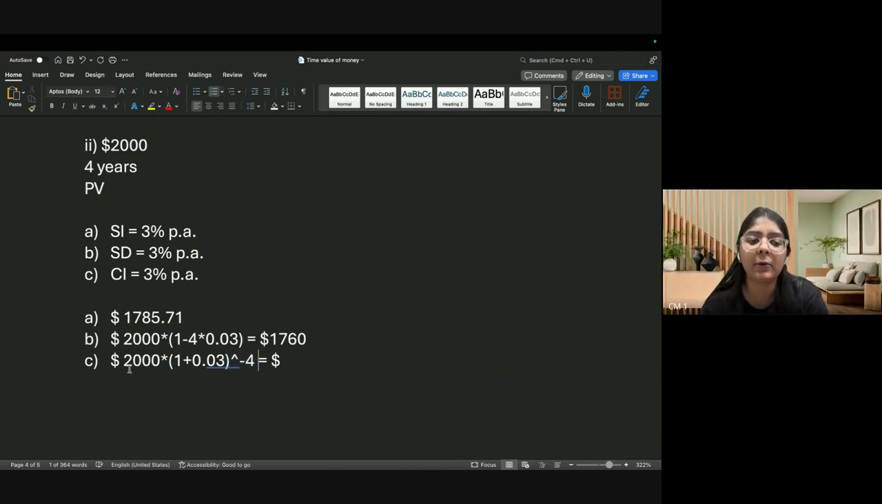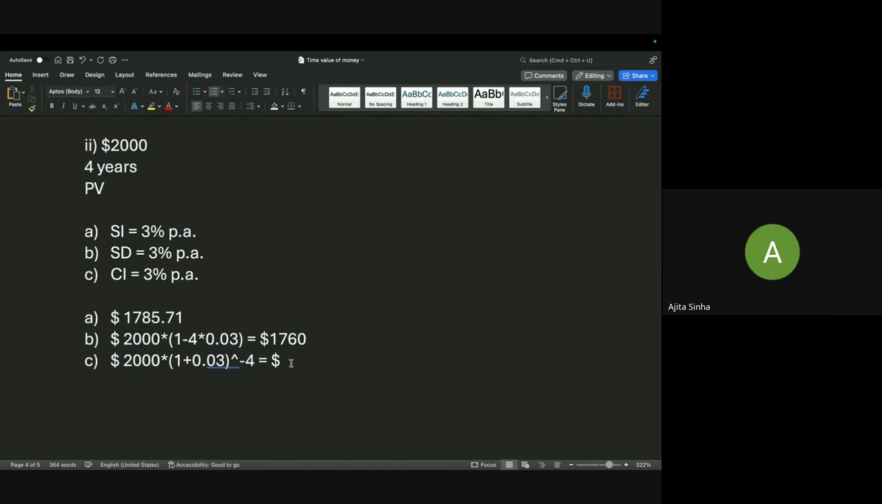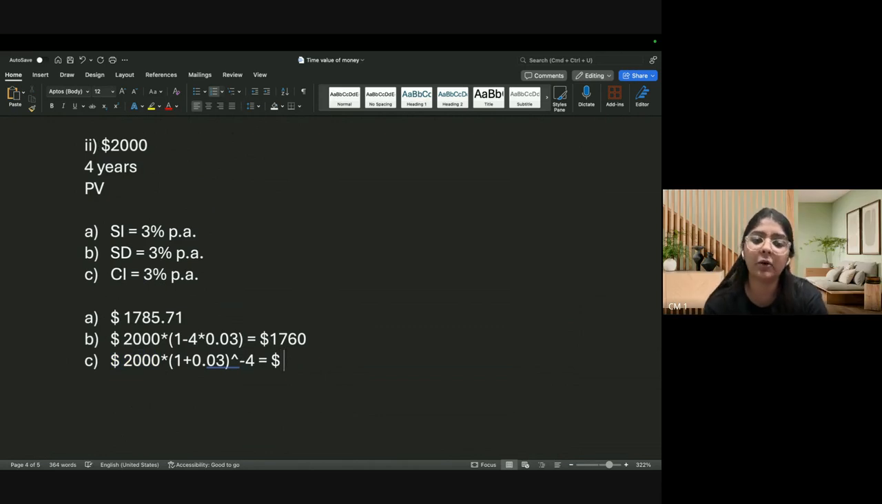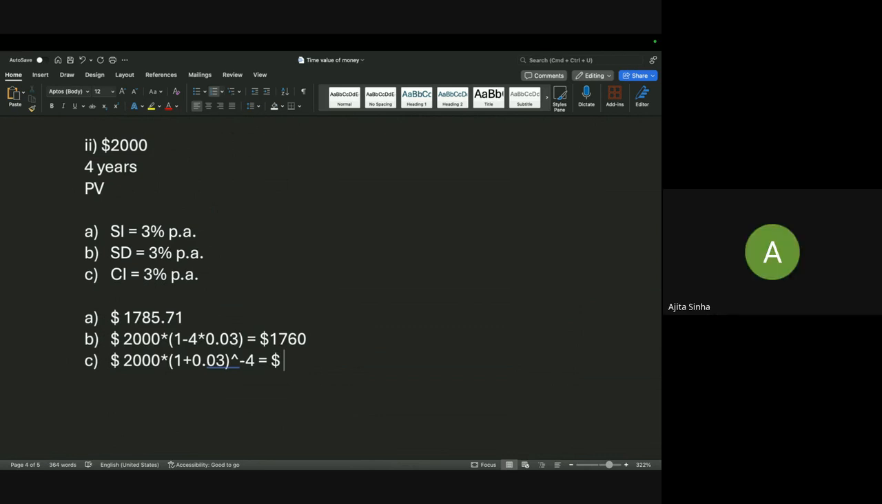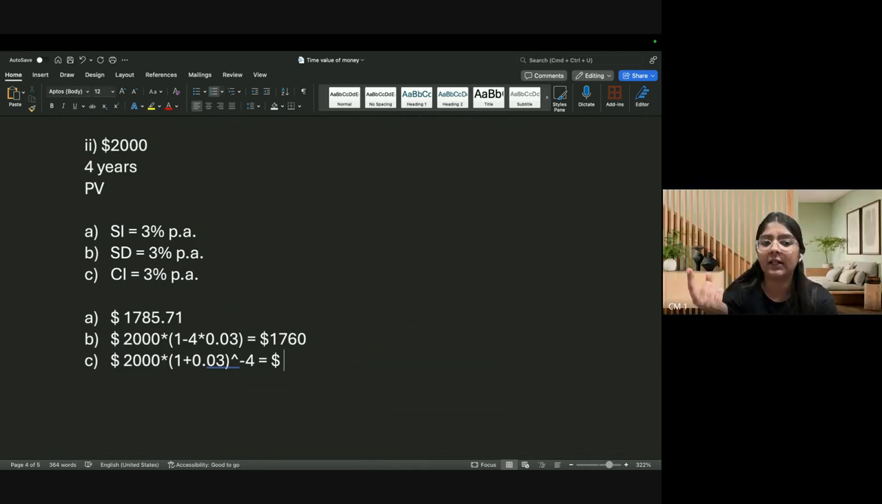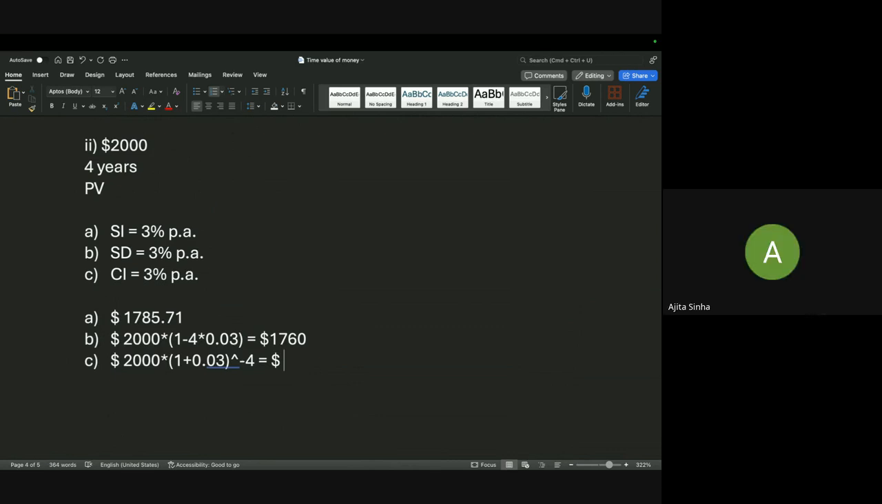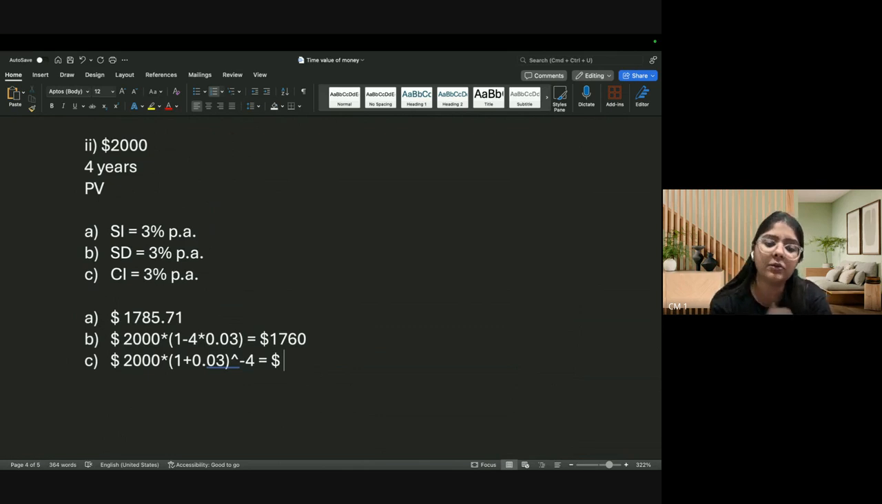Logically, if you are taking out the present value of a 2000 payment, it should always be less than 2000. So if you are getting 2200, it's definitely wrong. This is how you can do a reasonableness check on your answer. When you are calculating the accumulated value, it will always be greater than the present value, and your present value will always be less than the accumulated value. So it should be something less than 2000. Try to solve this again because this equation is correct.